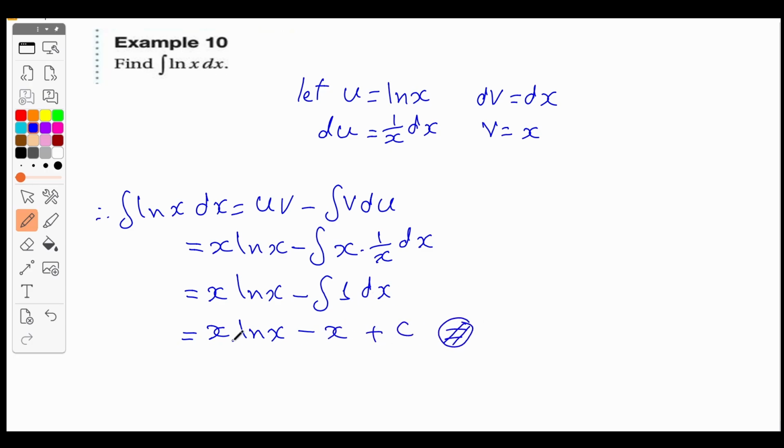Okay, so I want you now to memorize this answer to integrate ln x. The integral of ln x equals x ln x minus x plus c. The integral of ln u is u ln u minus u plus c. Okay, I want you to memorize this answer because it will be used later.